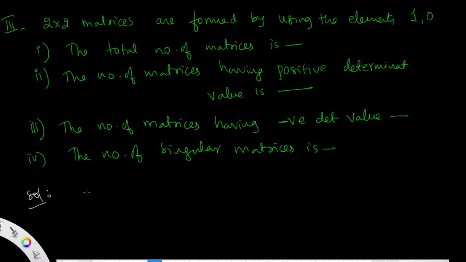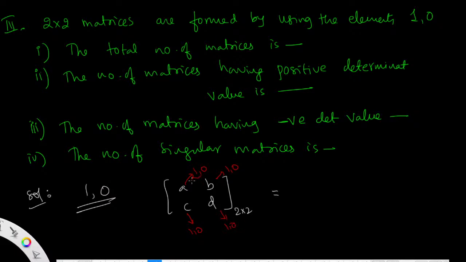The elements 1, 0 can be used. So a 2 by 2 matrix is of the form A, B, C, D. For every element we can apply 1, 0, here also 1, 0, here also 1, 0, and for D also 1, 0. How many ways? 2 ways each. Therefore, the total number of ways is 2 power 4, that is equal to 16. This is the total number of matrices.